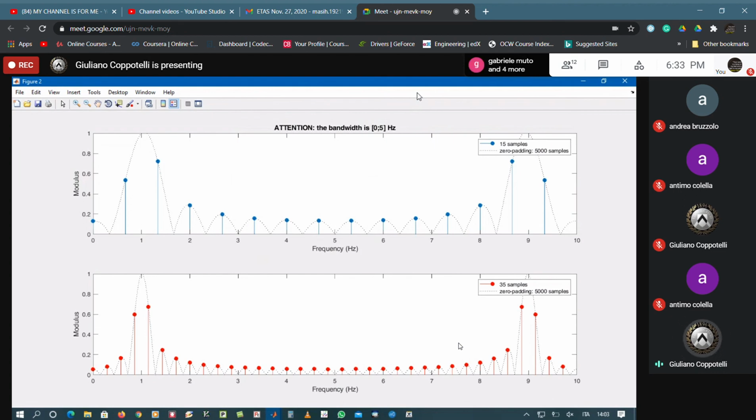If you introduce additional samples, 5,000 zero samples, you are not introducing any new information at all, but from the dotted line you can easily understand where your frequency of interest is acting, for example 1 Hz in these two pictures. It just helps the understanding of the system, helps to reduce some noise effect, and helps to have a better use because you are increasing the frequency resolution. However, you are not solving the leakage problem. Okay, thank you. Welcome.